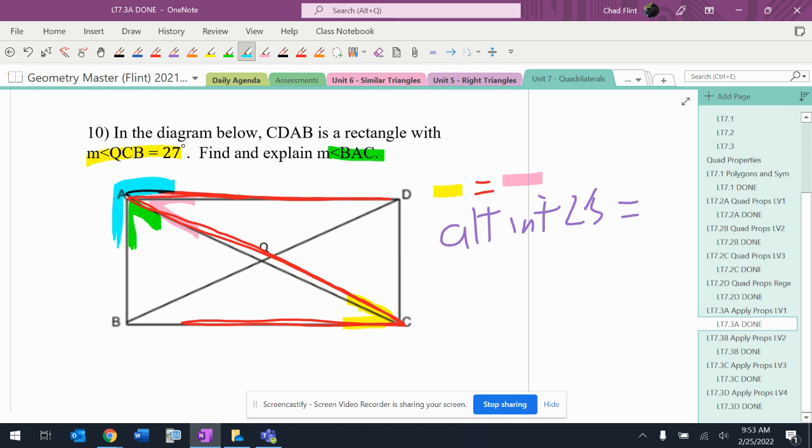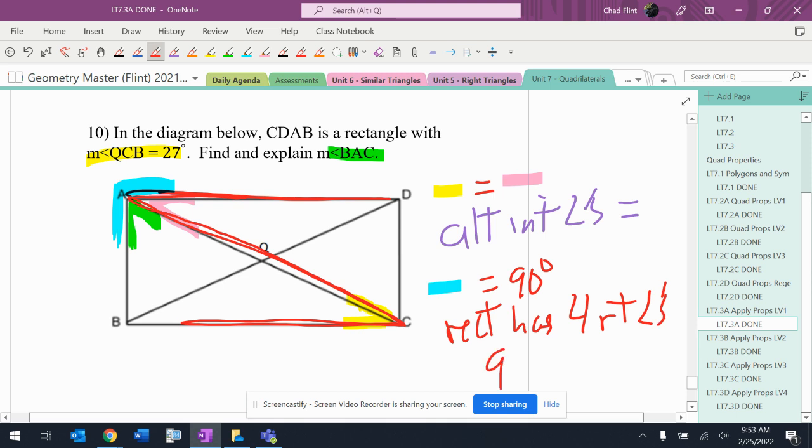That blue angle is 90 because a rectangle has four right angles. So that's just 90 minus 27 is 63. All right, 90 minus 27 is 63. The whole corner is 90, which means I know that it has to be 90 minus 27 to get that other piece.